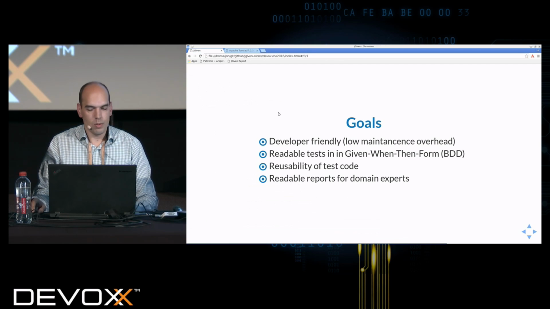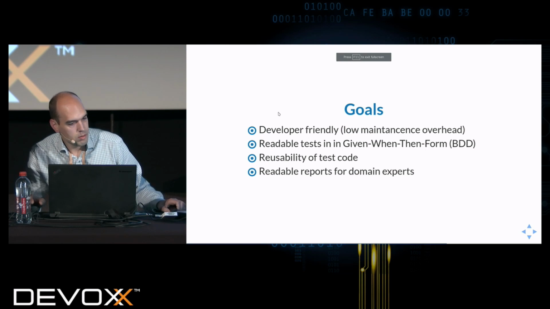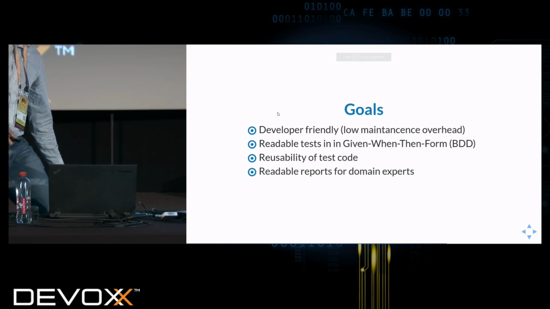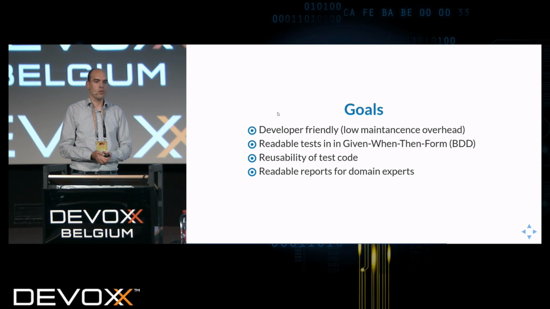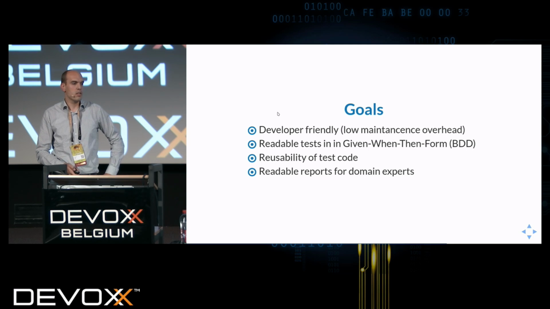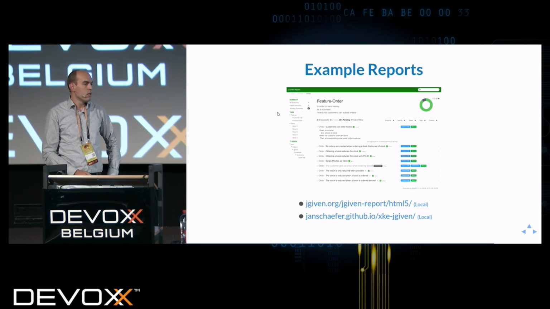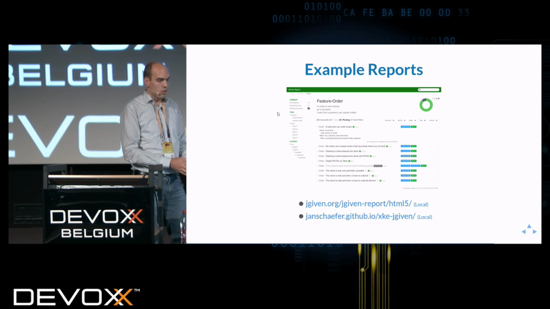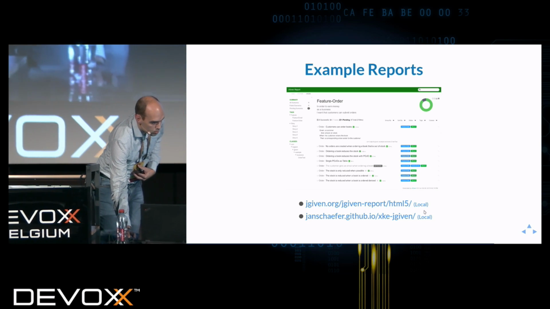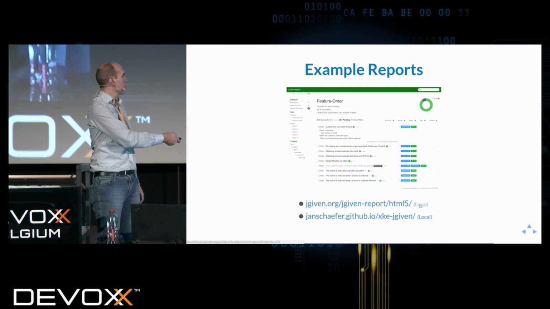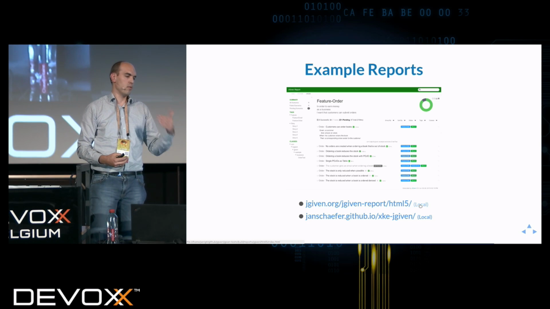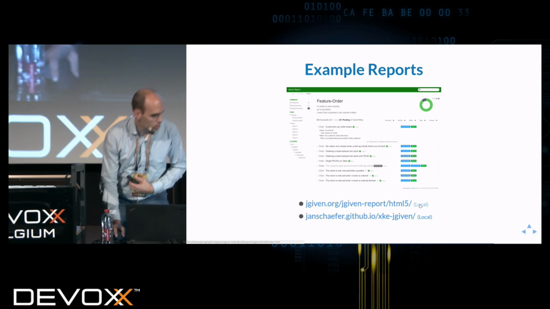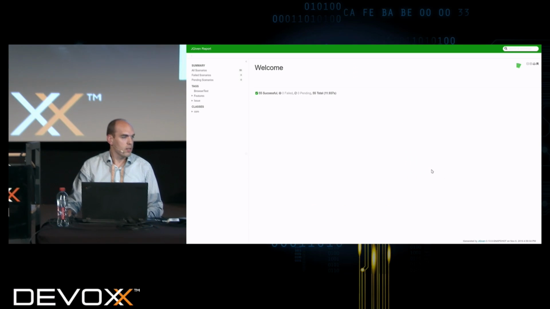The text output is something which you typically don't want to use as documentation, because a domain expert might not want to have text as documentation. So what JGiven also provides is an HTML report. So you can generate a report, and this looks like this. I can show you maybe the report from JGiven itself. If you go to jgiven.org, you will see that it contains the JGiven report of JGiven, so to say, because we are testing JGiven with JGiven, and the report looks like that.